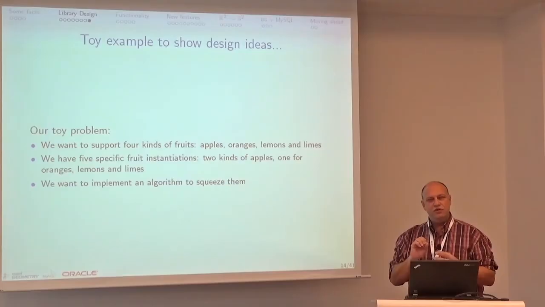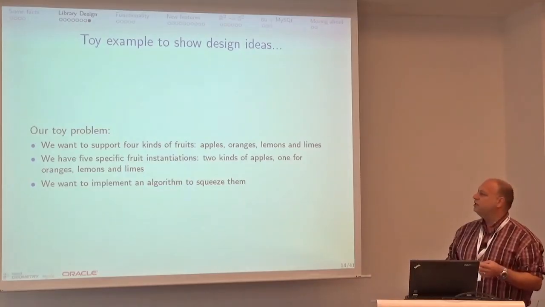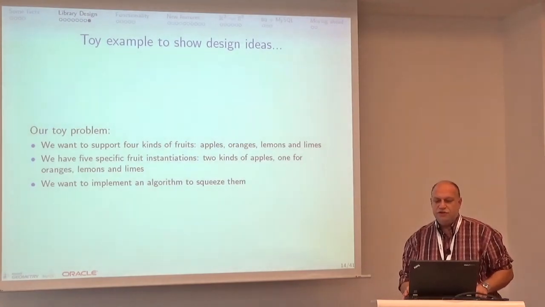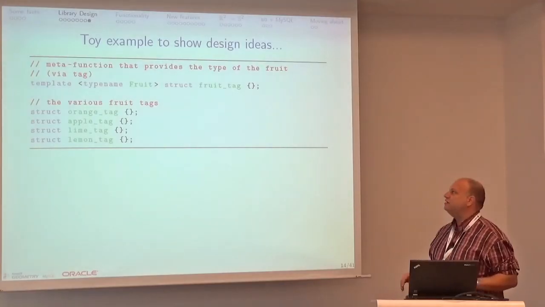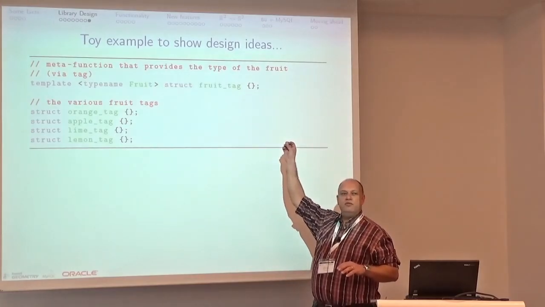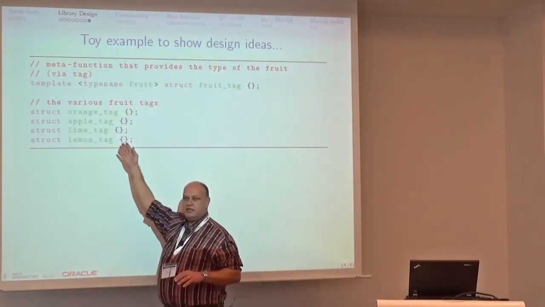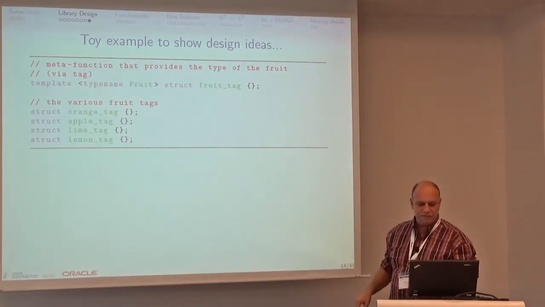And now I have a few instantiations of fruit. I have two kinds of apples, Fuji apples and golden delicious apples. I have a lemon model, a lime model, and an orange model. And then I want to implement an algorithm that would be able to squeeze these fruits and get the juice out of them. So the first thing that you need to do is to define a tag. This fruit tag over there is a tag that tells you, given a specific fruit type, what is its corresponding tag. So we need to introduce some tags. And the specific tags that we're interested in are these tags here, each associated with a type, not a model, a type of a specific fruit.